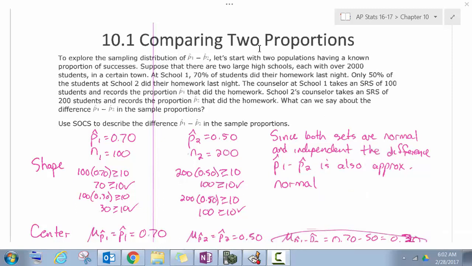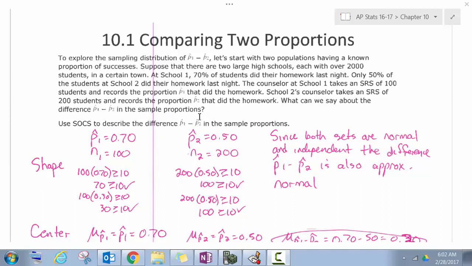Alright, problem 1 here in 10.1, comparing two proportions. So we're looking at p hat 1 minus p hat 2, where 1 is school 1, where 70% of students did their homework, and 50% of students at school 2 did their homework. A counselor at school 1 takes an SRS of 100 students, and school 2's counselor takes an SRS of 200 students. What can we say about the difference p hat 1 minus p hat 2 in the sample proportions?